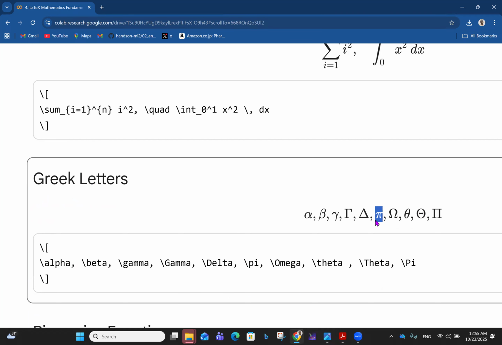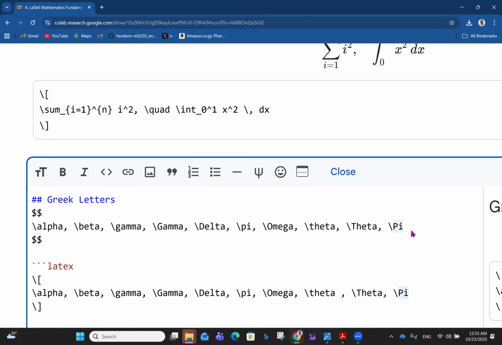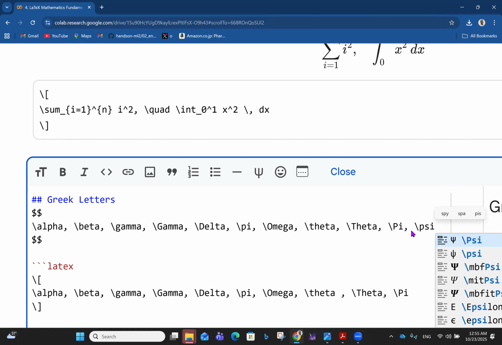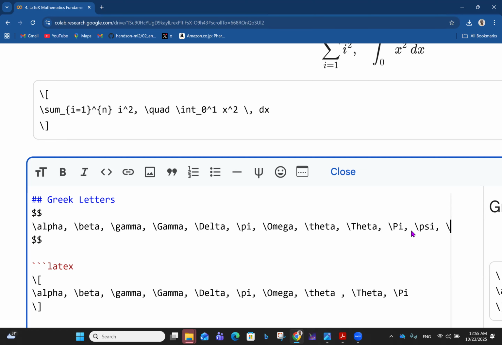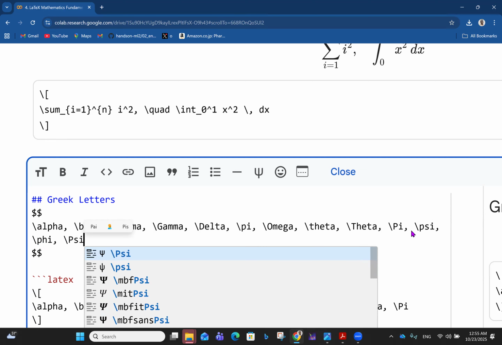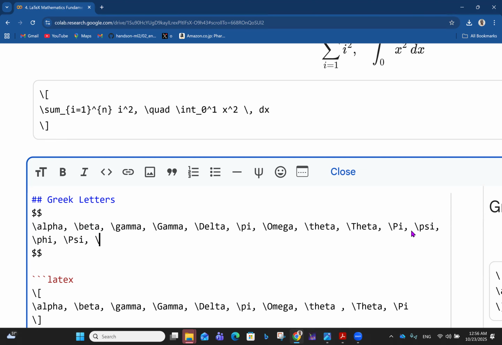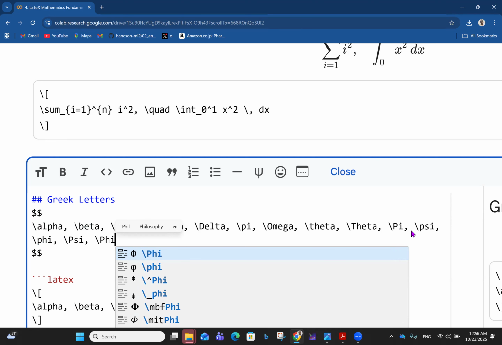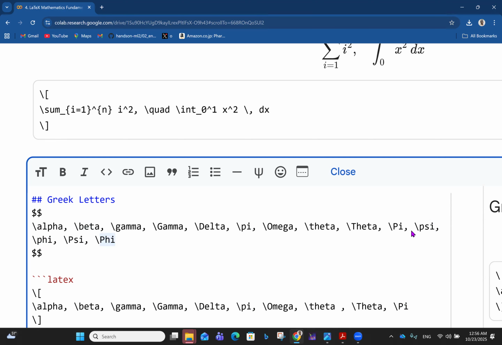Okay, let me add one more. Let's say I want to add psi. See, there's still psi, there's phi. Let me add it to the small letter and the big. So we have backslash psi, backslash phi, and then backslash psi again. That's big one now. Then backslash phi. But that should be backslash psi phi, yeah? So I just bring all of this together, and then also add it here.